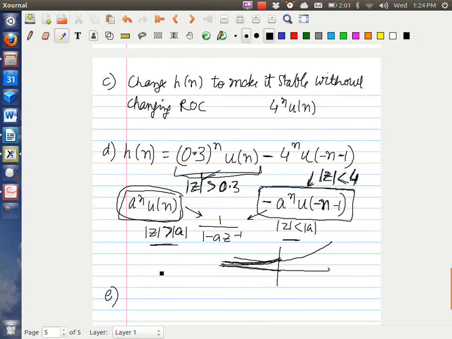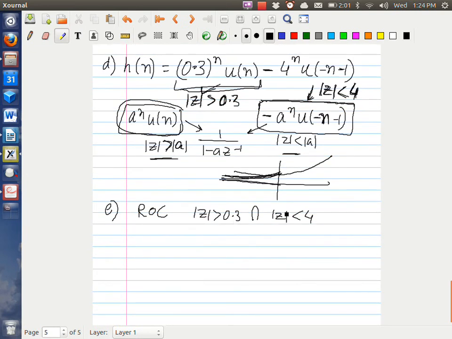So what is the ROC of the whole sequence? It should be the intersection, right? And this looks like a ring, right? It's going to be mod z greater than 0.3 and less than 4, and you just have to write this, but it's going to be something like this.